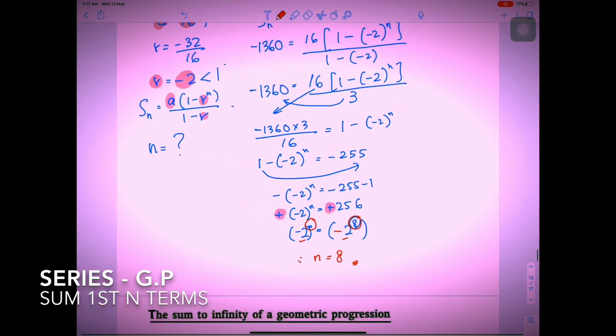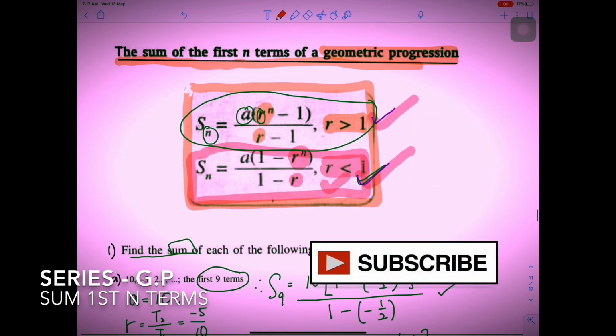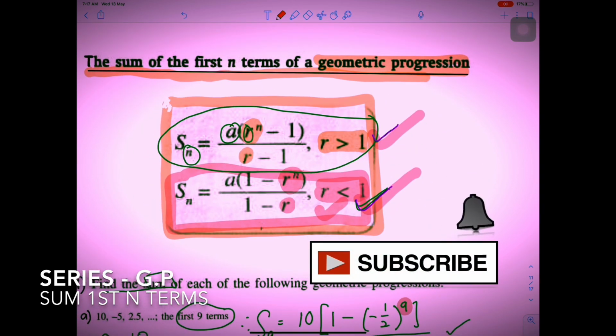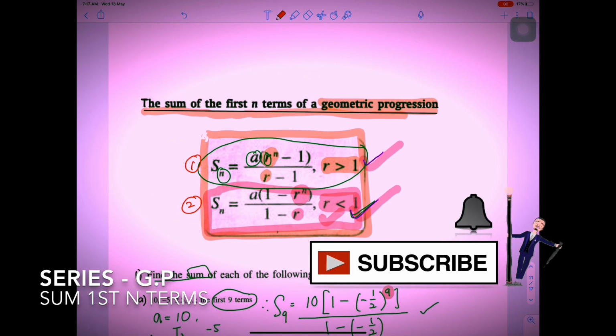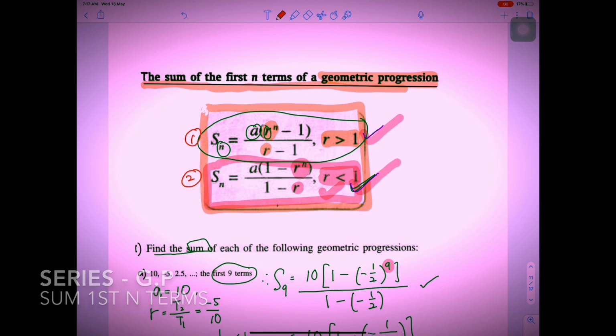So as a conclusion, for the sum of the first n terms of a geometric progression, you can use either the first or second formula to find the answer. That is the conclusion. Until now, I hope you understand, and thank you.